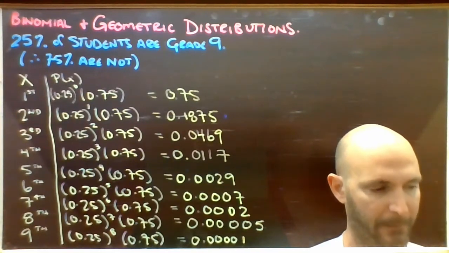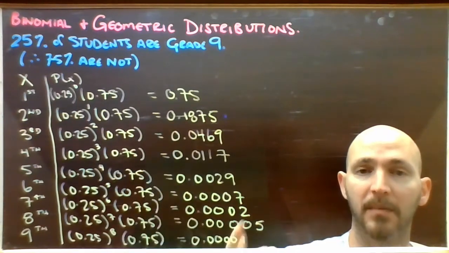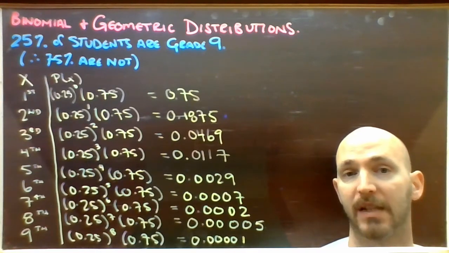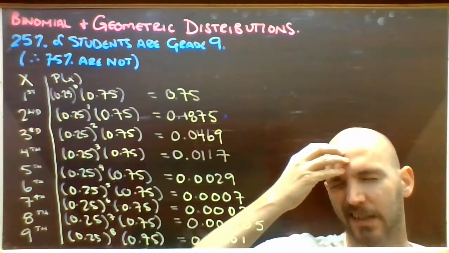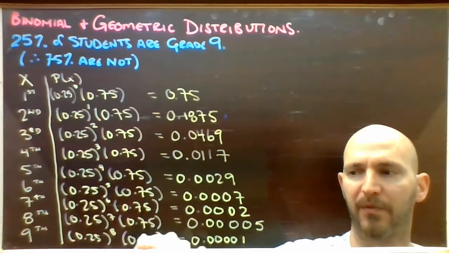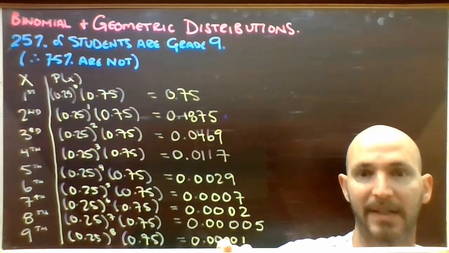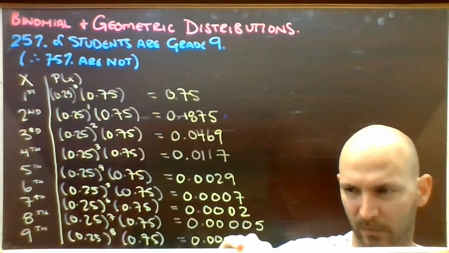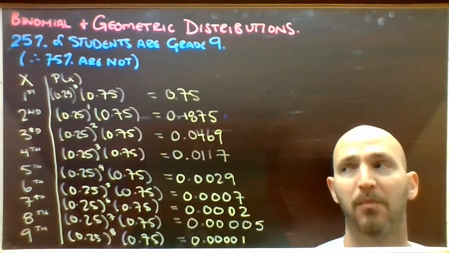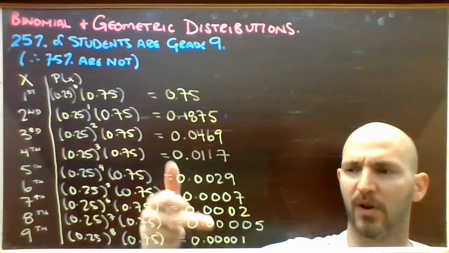All right. So as you can see as I go down here, the probability of wandering into the cafeteria and blindly choosing person after person after person and getting 8 grade 9s in a row before you found someone who was not a grade 9 is getting pretty hard to do, right? That's 0.001%. So that's bordering on statistically impossible. So you can see that sort of dropping as we go.